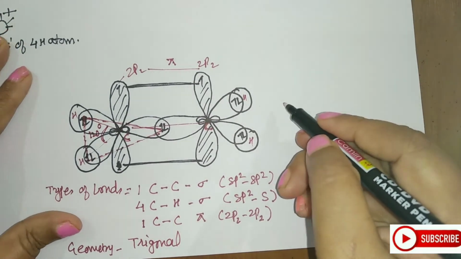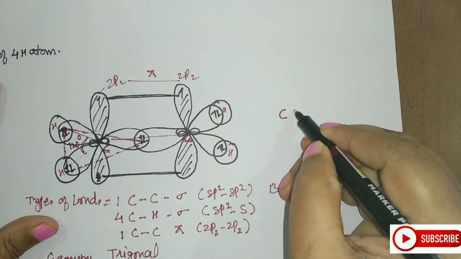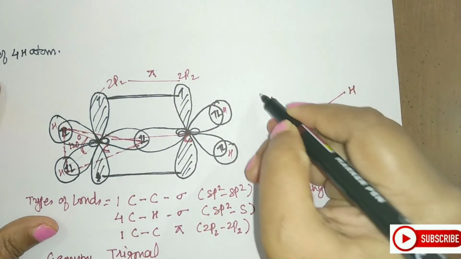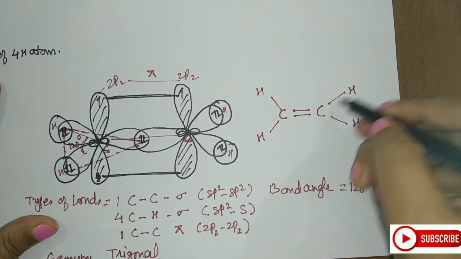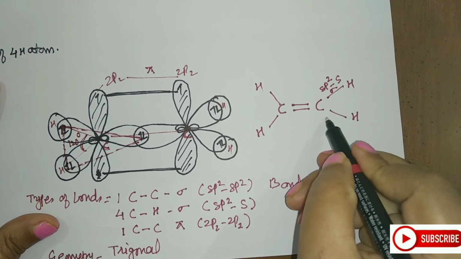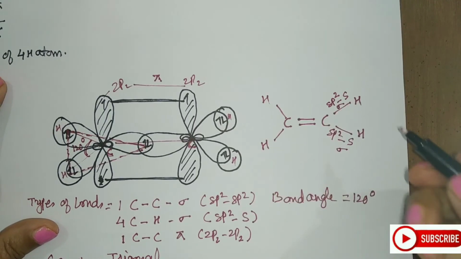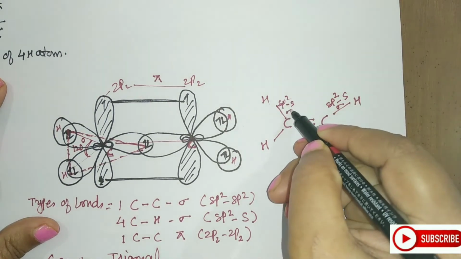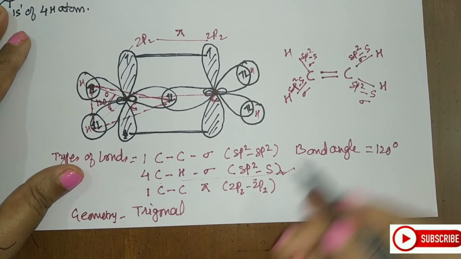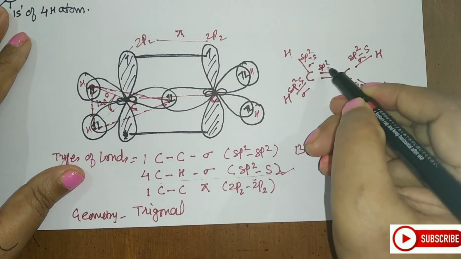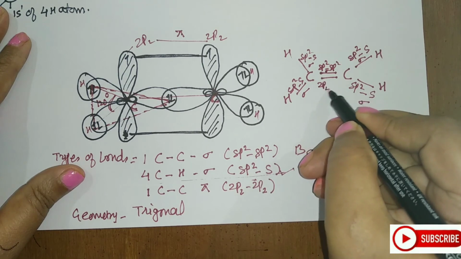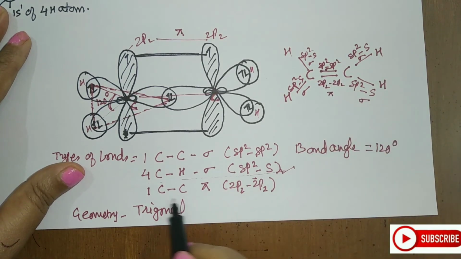If I want to show the dash representation, what I have here is a double bond this way. It is H, H, H and H. If you see this, this is your sp2-s overlap, that is a sigma bond. This is also an sp2-s sigma bond. Same here, sp2-s sigma, and sp2-s sigma bond. That's what I have mentioned here. One out of this is an sp2-sp2 sigma bond, that's what we have mentioned here. And this is a 2pz pi bond, that's what is mentioned here.